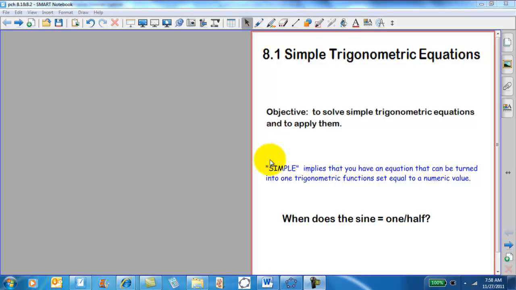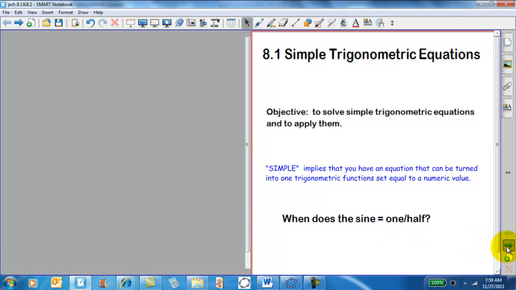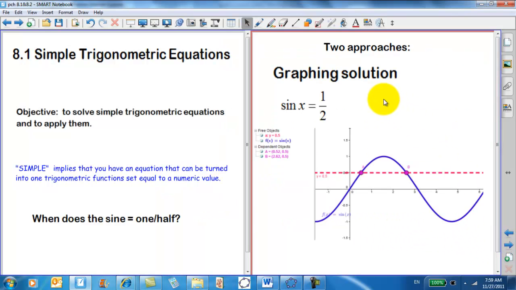Welcome, pre-calculus honor students, to 8-1 simple trig equations, and we're going to try and solve simple trig equations and apply them. Simple implies that you have an equation that can turn into one trig function set equal to a numeric value. Like, when does a sine equal a half? Well, there's two approaches. There's the graphing solution, that is, look at y equals sine x and look at y equals a half and see where they cross. And we see two crossings in here.